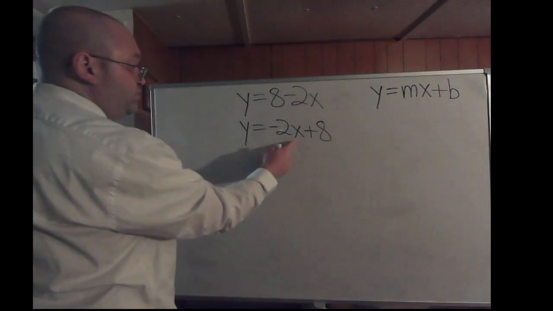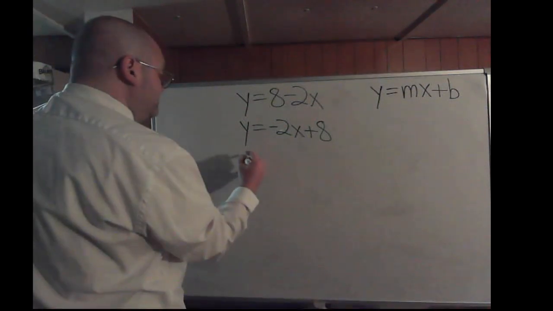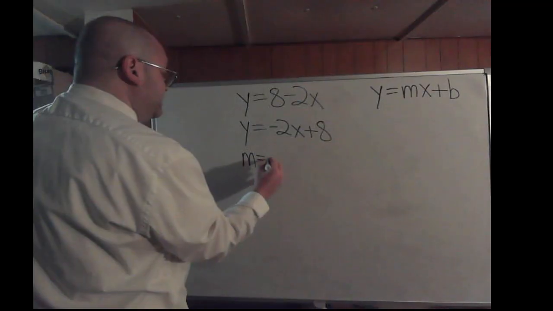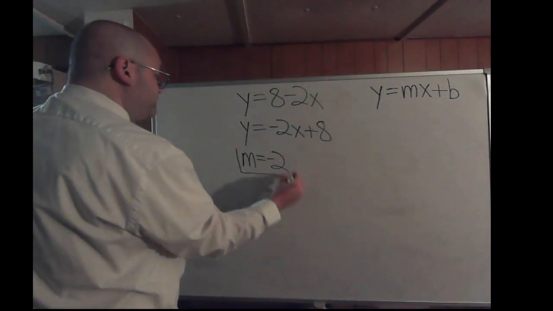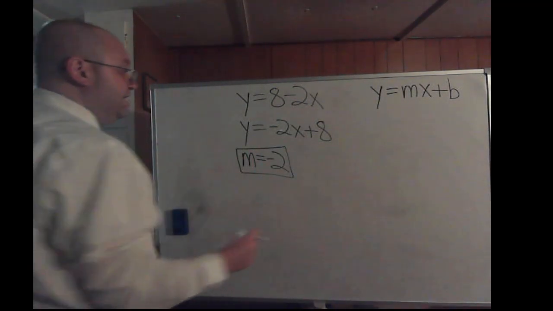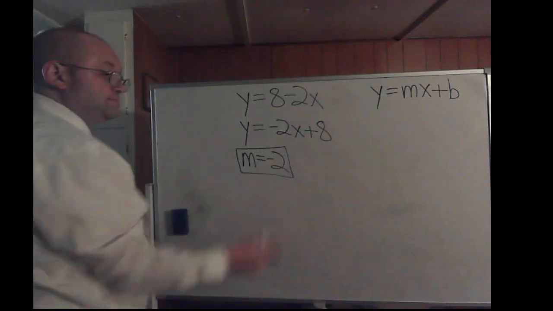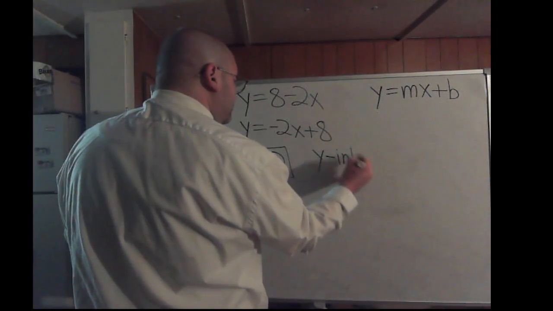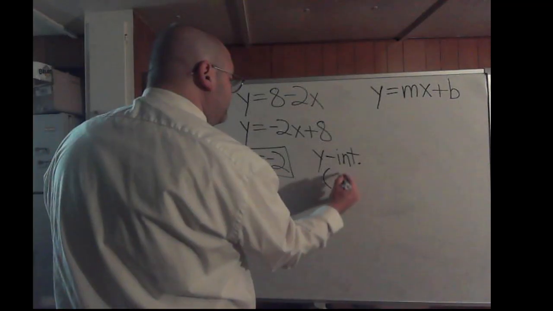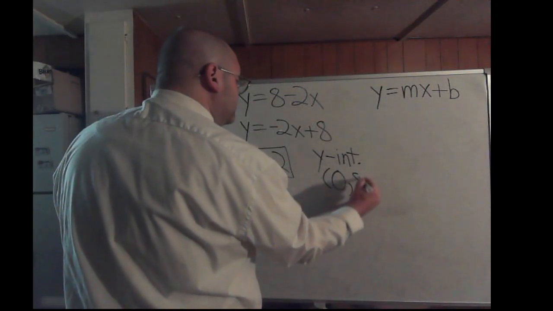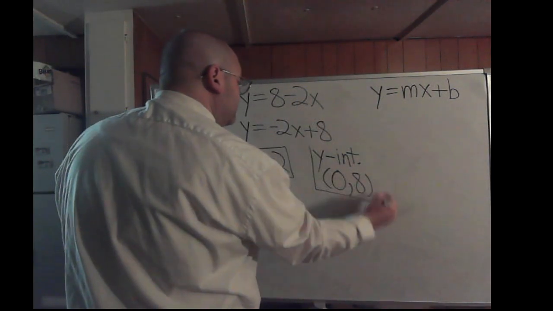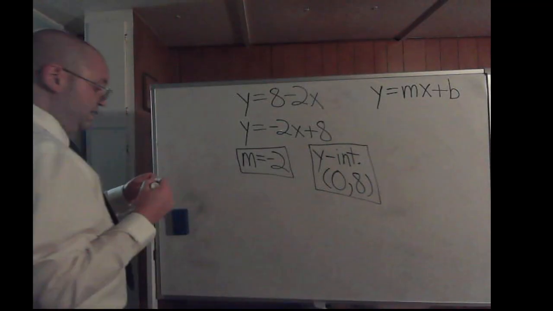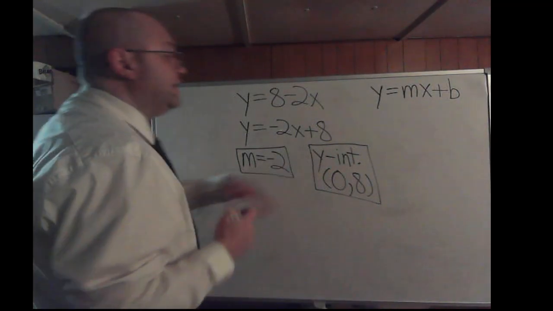So the coefficient on your x term is negative 2, therefore your slope would be negative 2. And then you have the constant term as positive 8, so your y-intercept occurs at 8. Therefore the coordinate of your y-intercept is going to be 0, 8. So those are your slope and y-intercept.